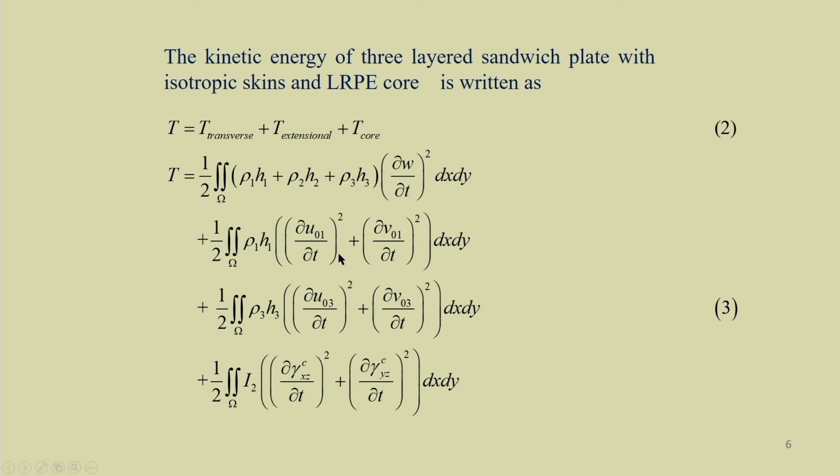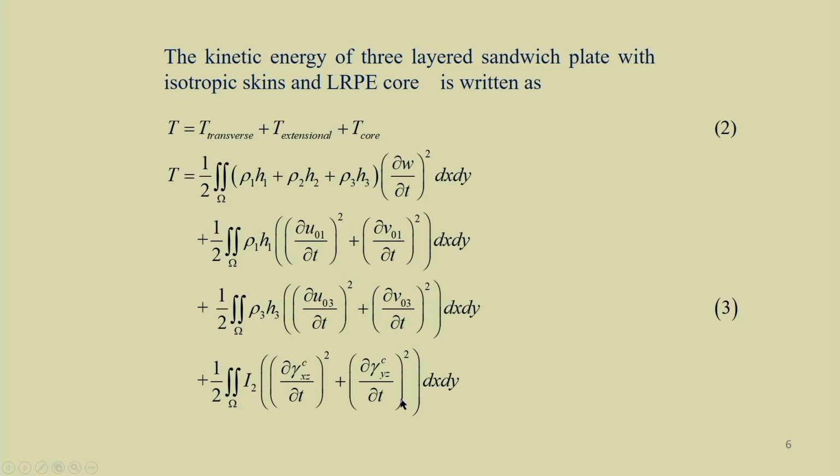Similarly, kinetic energy in the other directions can also be obtained: rho1 h1 times del u01 by del t square plus del v01 by del t square dx dy. This is for rho1 h1, the top layer, and rho3 h3 for the bottom layer. Then we can take the shear also, due to the shear action, that is the rotary inertia, I theta dot square. So, this term, half mv square, is translational.